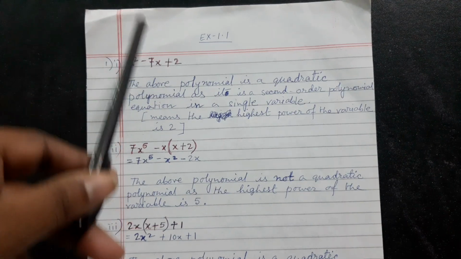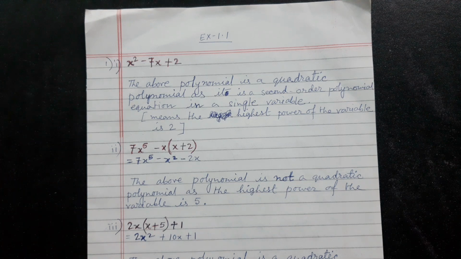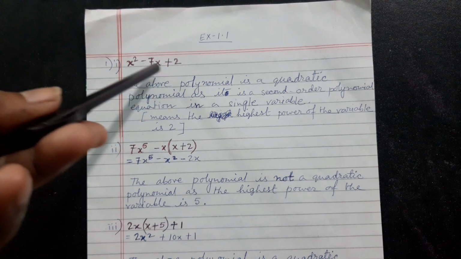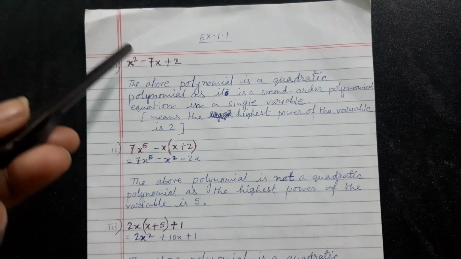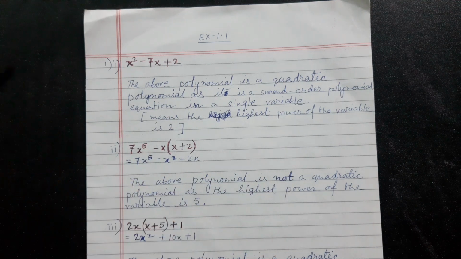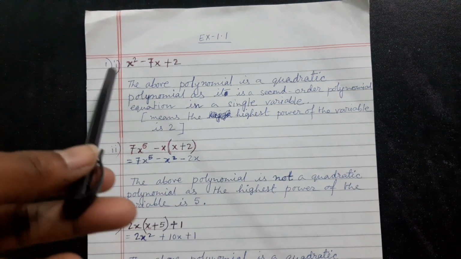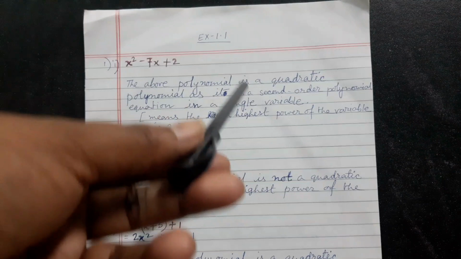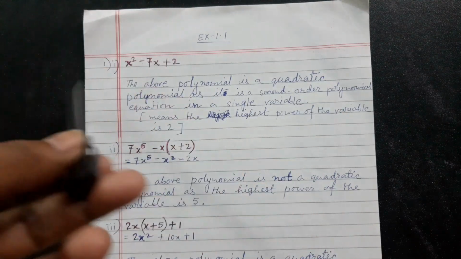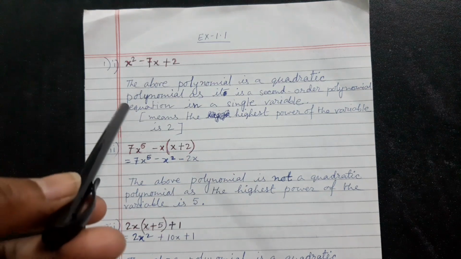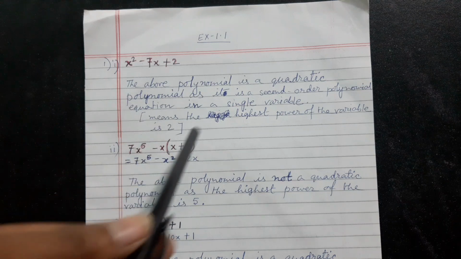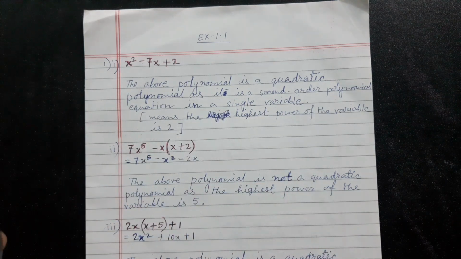First part of question 1. X square minus 7x plus 2. Now, it is a quadratic polynomial as the degree of this equation is 2. That is, 2 is the highest power of the variable. So, we can write in this way that the above polynomial is a quadratic polynomial as it is a second order polynomial, means quadratic polynomial equation in a single variable, means the highest power of the polynomial is 2.